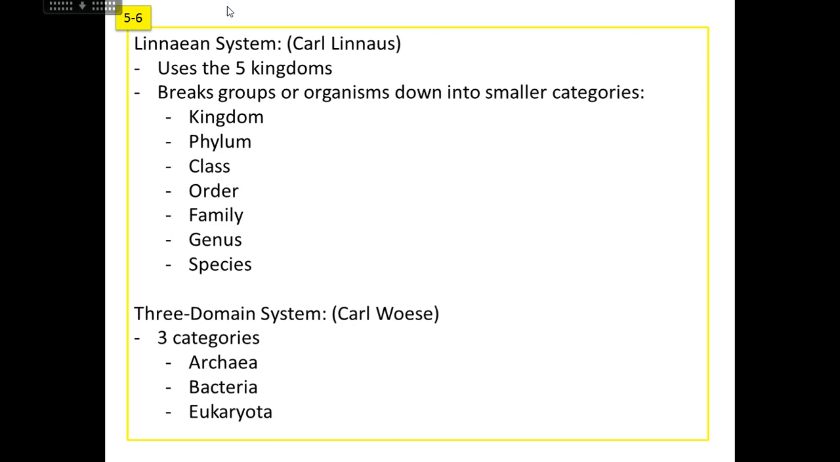For grades 5 to 6, describing the two systems, the Linnaean system was by Carl Linnaeus. I just need to think about the spelling there. It uses 5 kingdoms and breaks them down into smaller categories, and I've just listed them to make sure they stay at the forefront of my mind. Then the three-domain system was developed by Carl Woese, and it's got 3 categories only, the Archaea, Bacteria and Eukaryota.